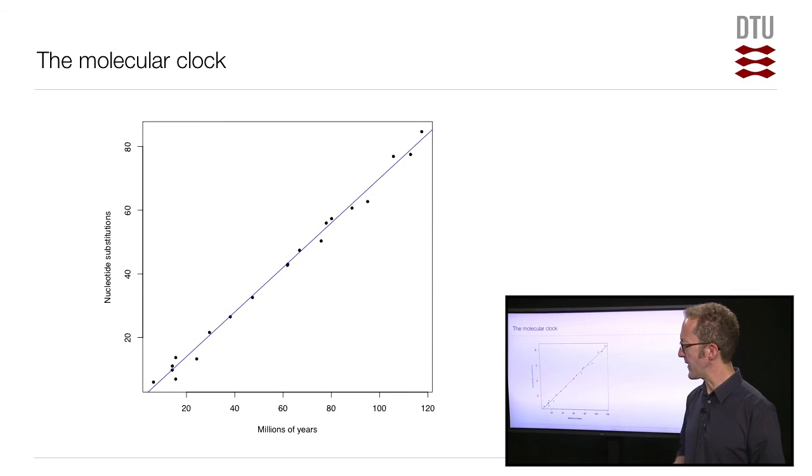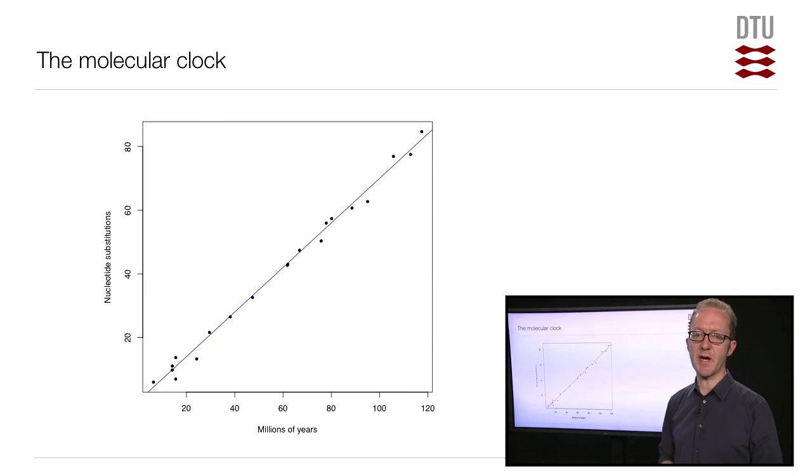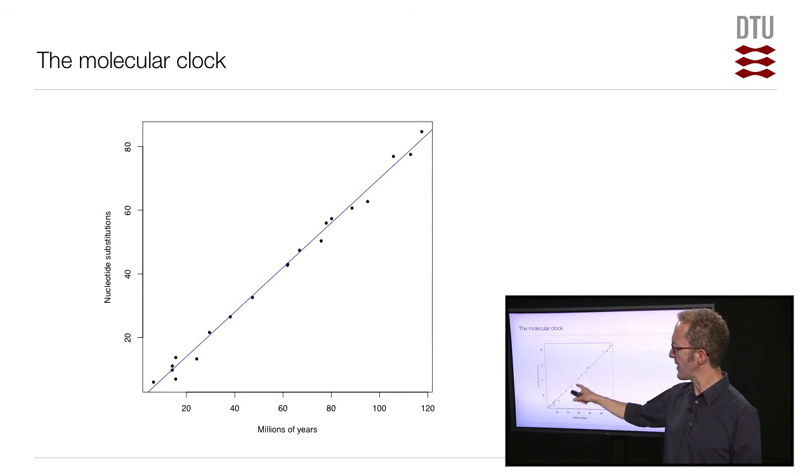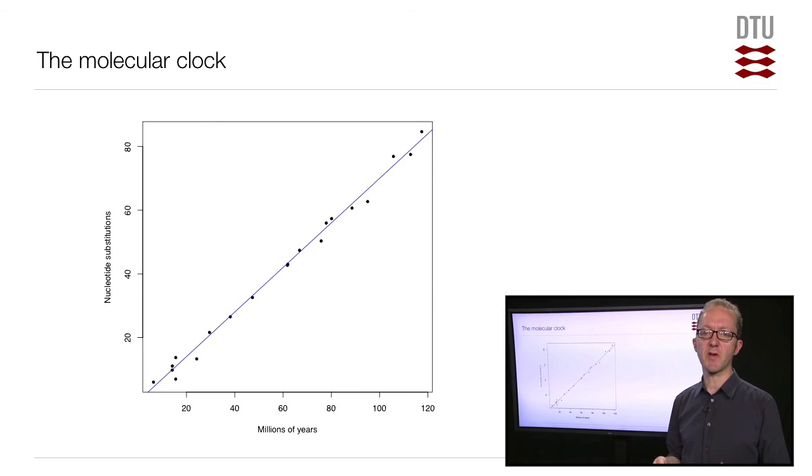Now, an observation like that is easily explained if most of the mutations we observe are in fact neutral and are not selected for or against, because then this rate will essentially be the rate of the appearance of neutral mutations.